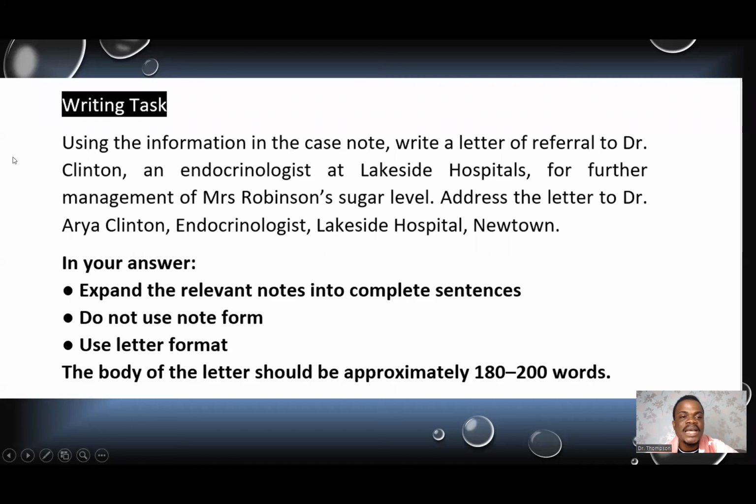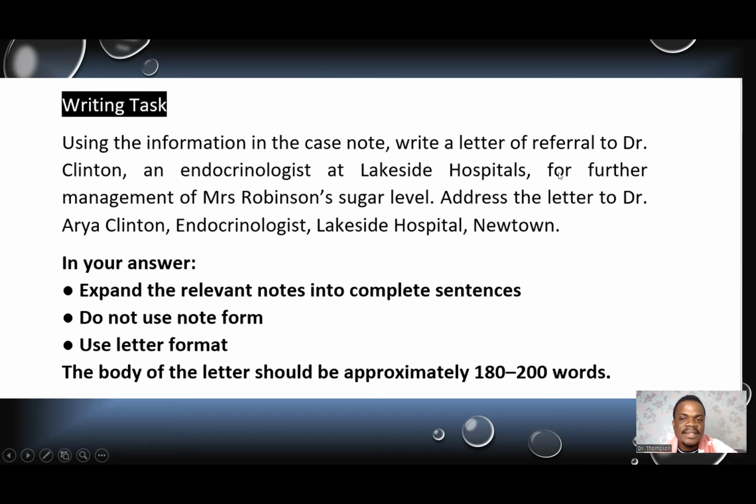For example, look at this case note. Using the information in the case note, write a letter of referral to Dr. Clinton, an endocrinologist at Lakeside Hospital for further management of Mrs. Robinson's sugar level. Address the letter to Dr. Aya Clinton, endocrinologist, Lakeside Hospital, Newton. Now, this is the writing task given to you. How do you now find the purpose of the letter here?